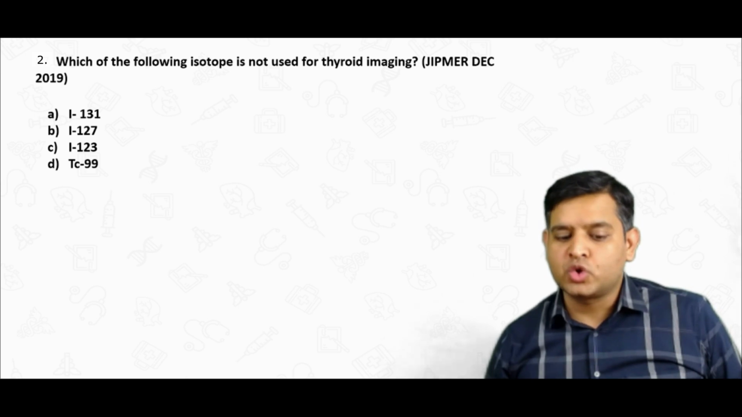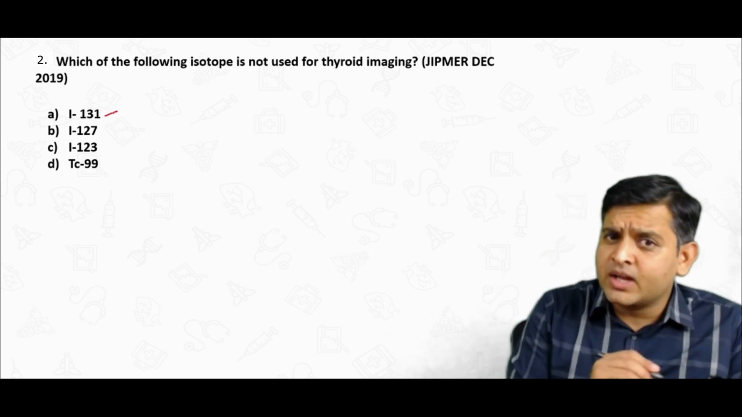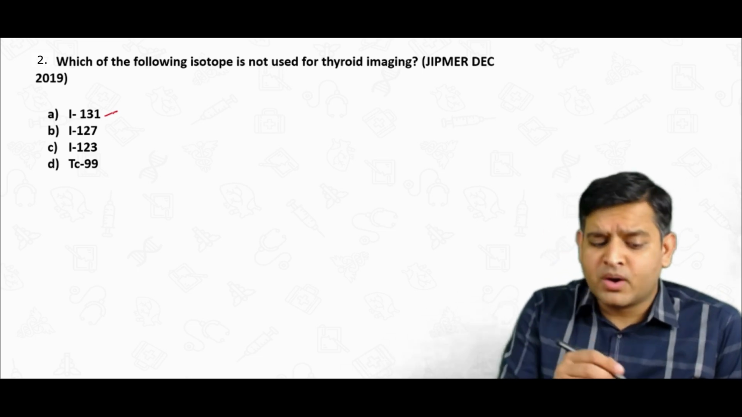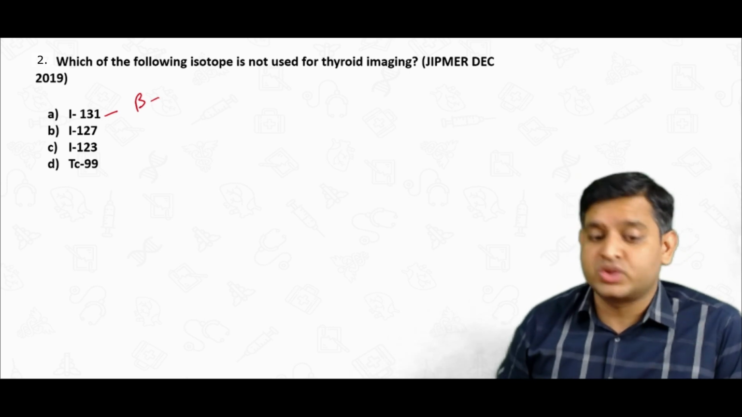Which of the following isotopes is not used for thyroid imaging? A very interesting question. Iodine 131. Iodine 131 normally should not be used because the beta rays can destroy the gland, but if you want, you can still use it.